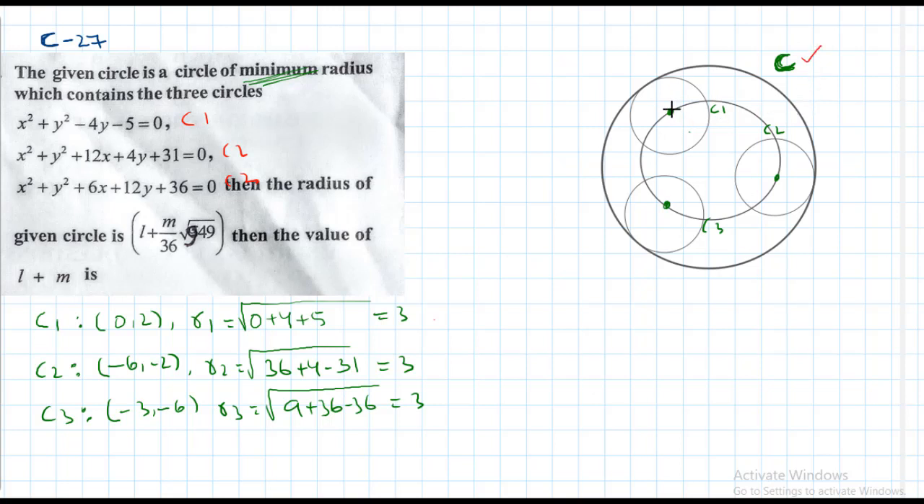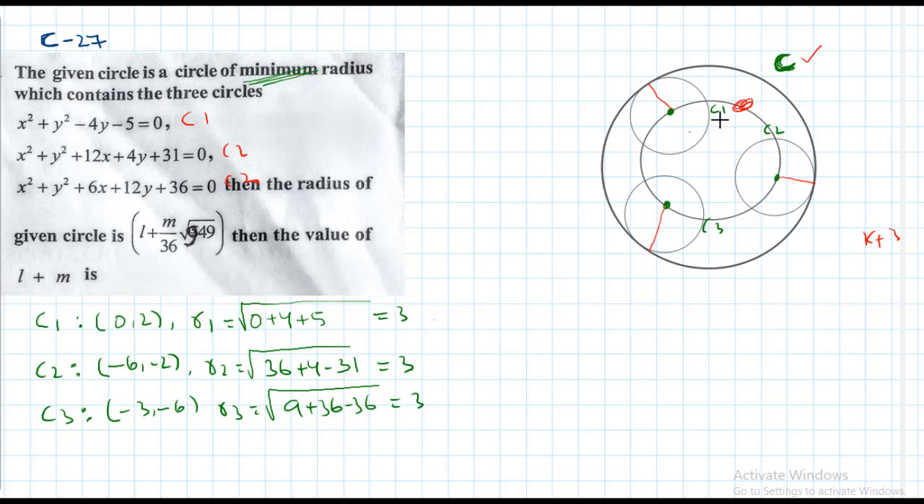Because what is this length? 3 only. This also 3 only. This also 3 only. For example, the radius of this circle is some k. Then the radius of the required circle is k plus 3. So it is better to find the radius of this circle.